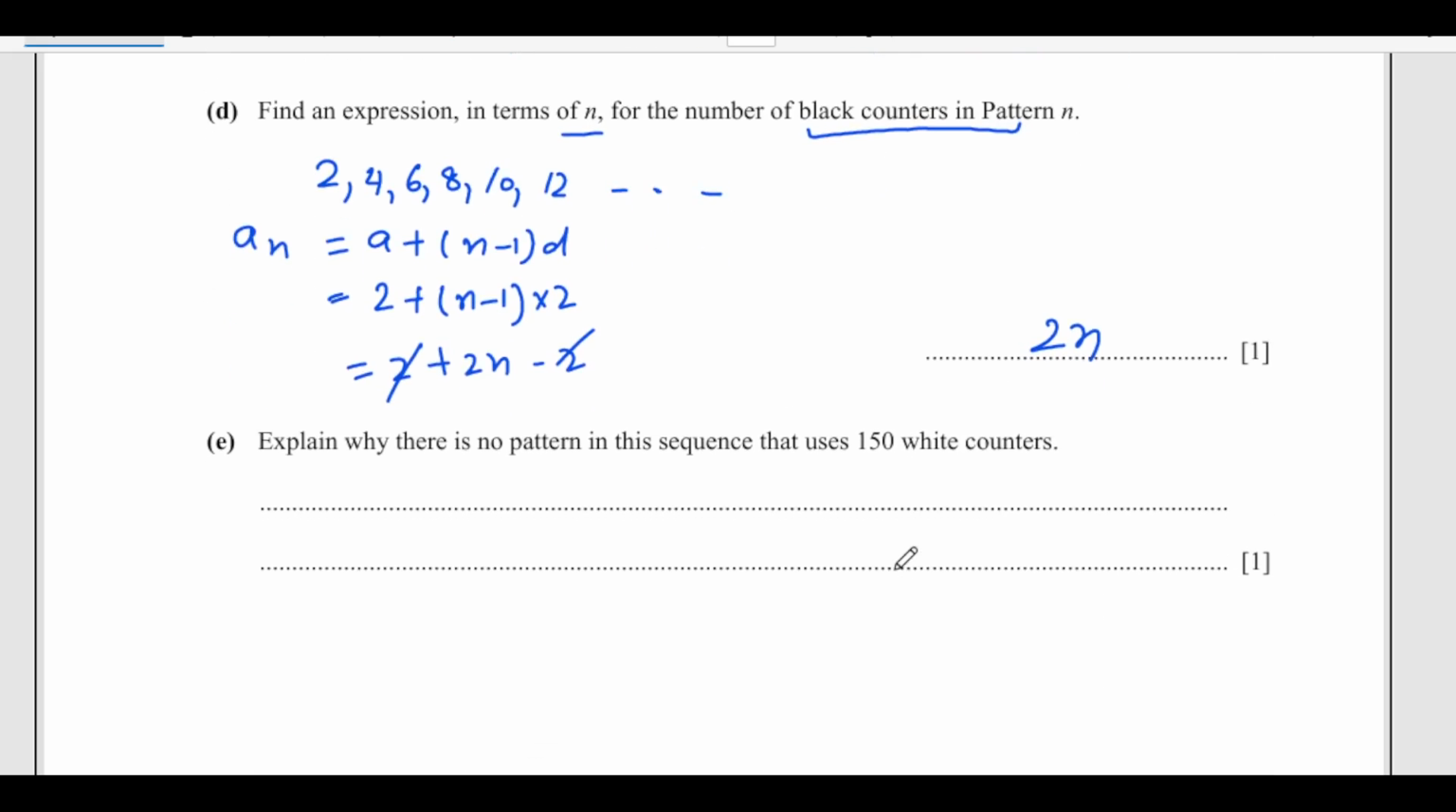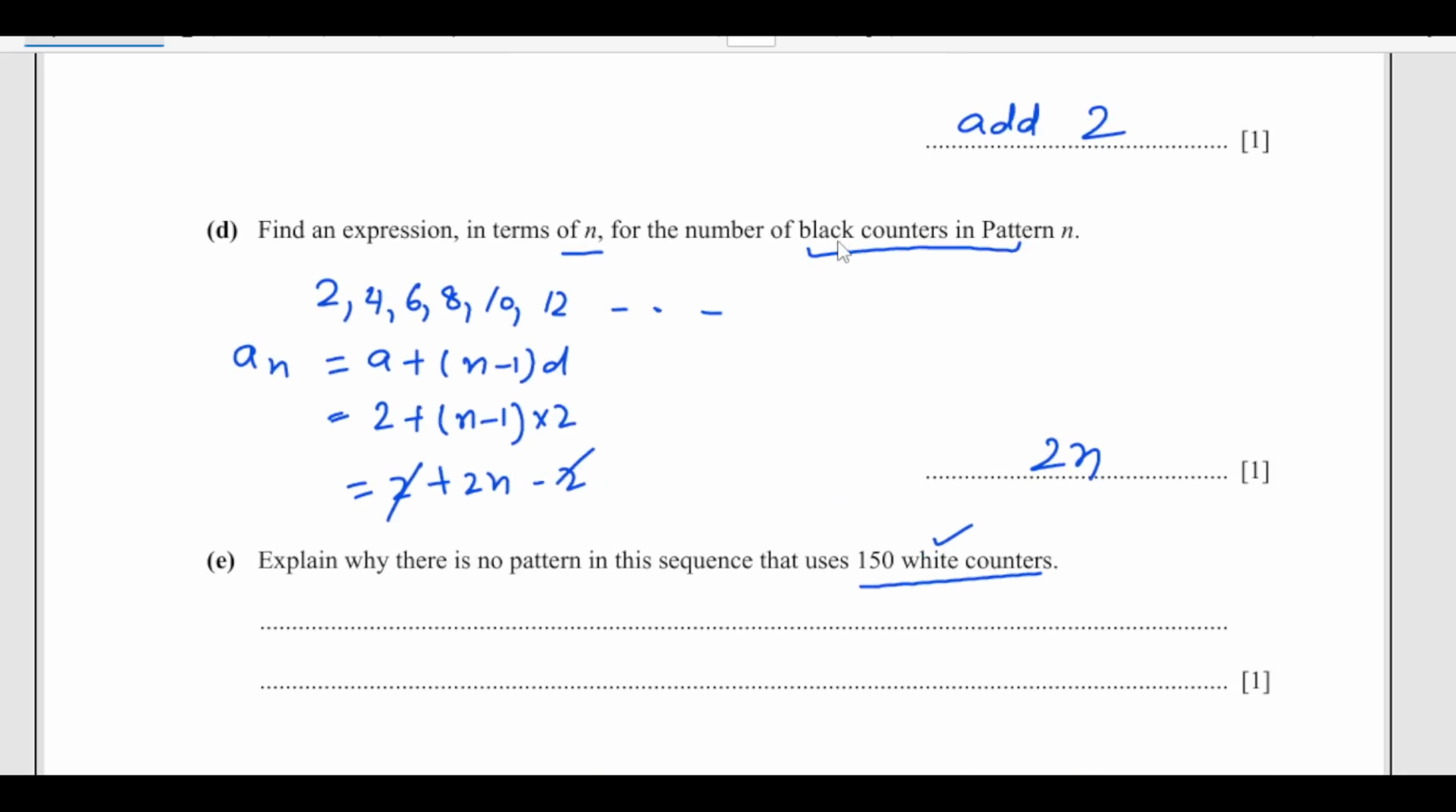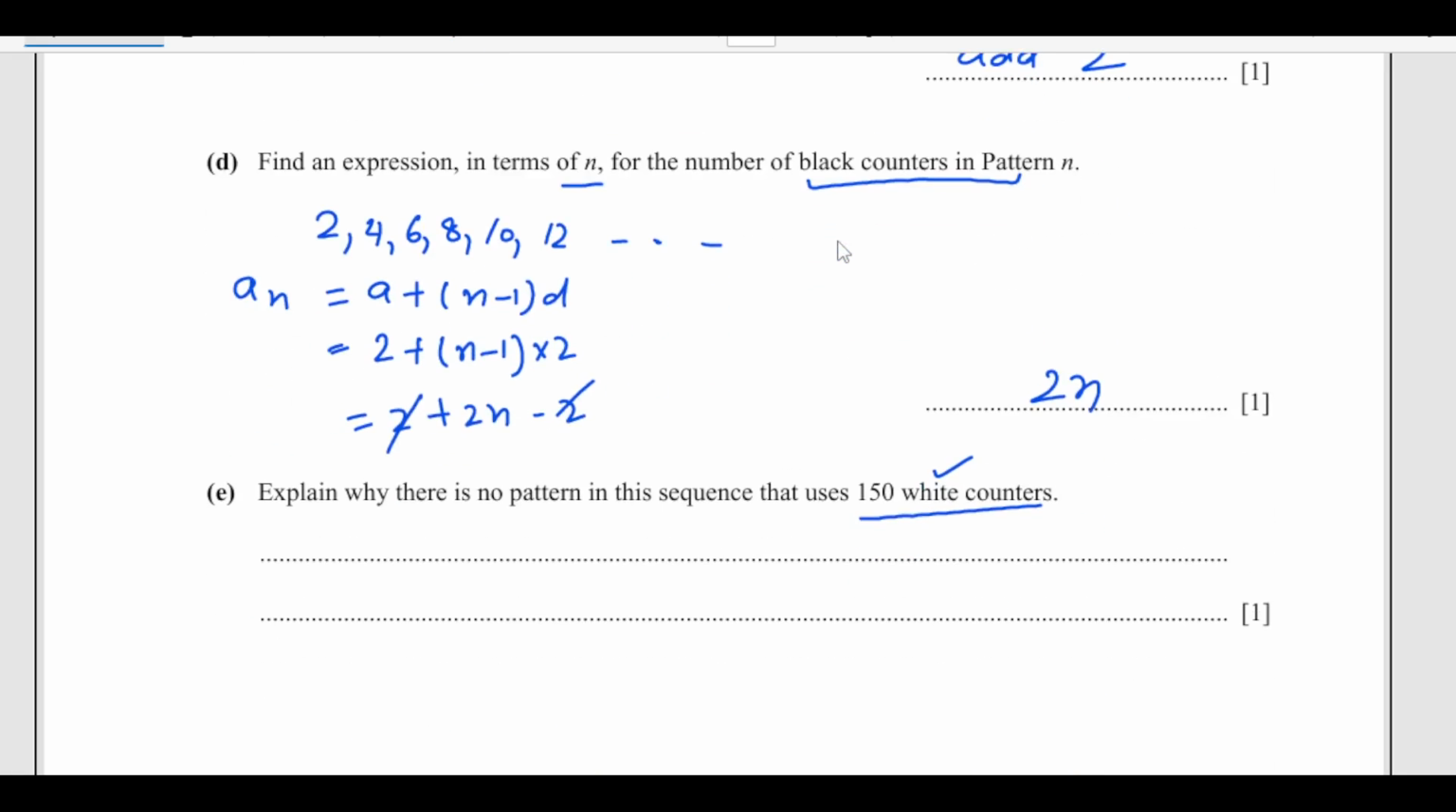Now explain why there is no pattern in the sequence that uses 150 counters. So 150 counters. If you observe the pattern, white counters, sorry, we are talking about white counters. So white counters are here. If you look at the pattern of the white counters, they are all square numbers. You see, they follow a pattern of square numbers. So this 150 is not a square number. So that's why it is not in the pattern.